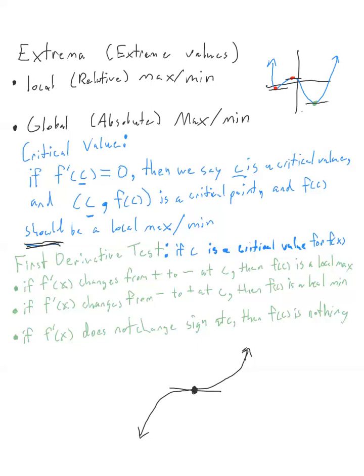Well, then we developed our first derivative test that if c is a critical value for a function, then if that derivative changes from positive to negative at c, then f of c is a local max. If the derivative changes from negative to positive at c, then f of c is the local min. And if f prime does not change sign at c, then f of c is nothing. It is no longer relevant. And that last picture that we drew is the example of that last case. An instance where our derivative is zero right at this point, a flat tangent line, but it turns out to neither be a local minimum or maximum. It is nothing. It is not an extreme value at all.